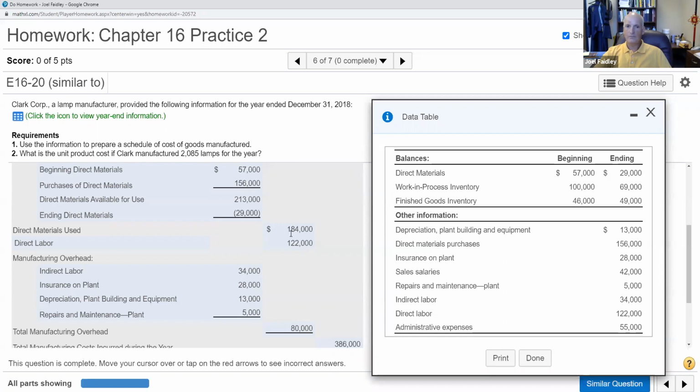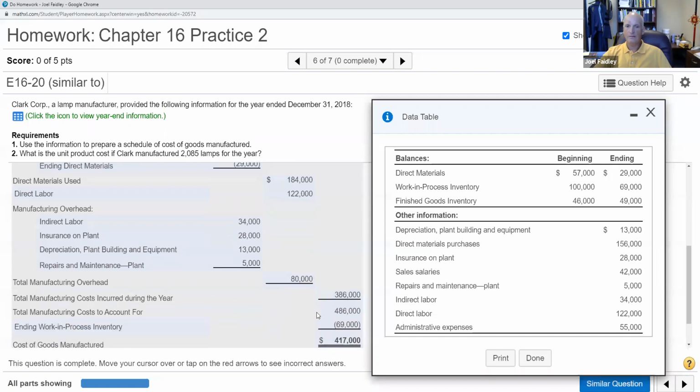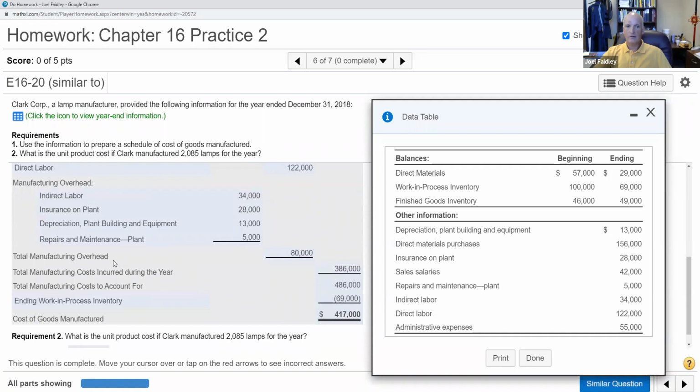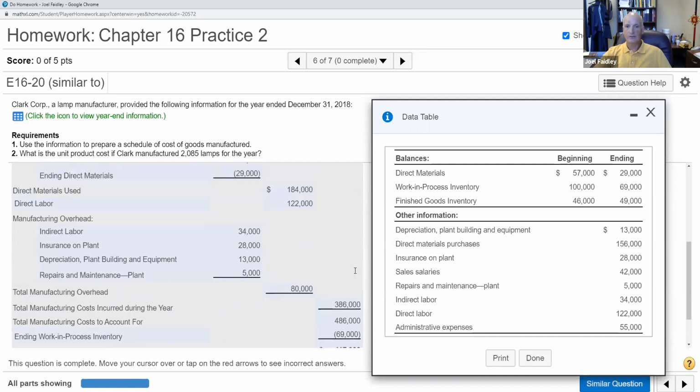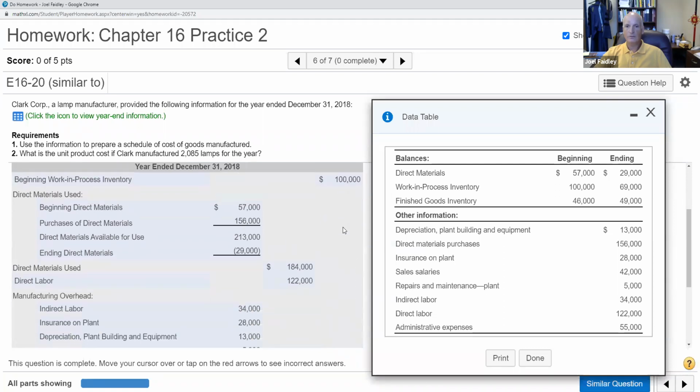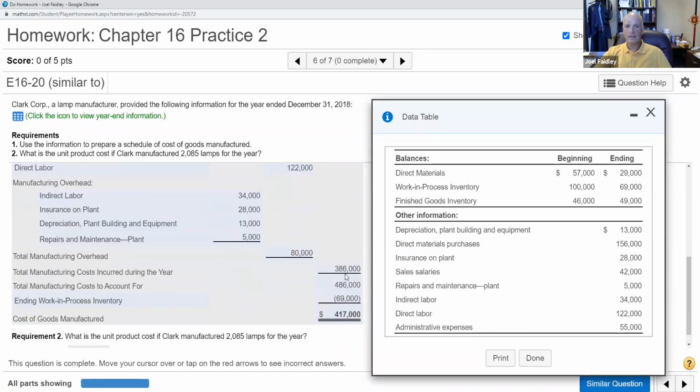And so there's my 184, 122. There's my overhead. Total manufacturing overhead, and then total manufacturing costs incurred during the year is 386. So 386 plus the 100 gives me 486 to account for. If my ending inventory is 69,000, then that says cost of goods manufactured is 417,000.